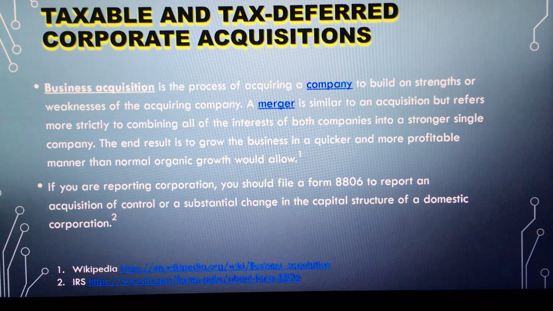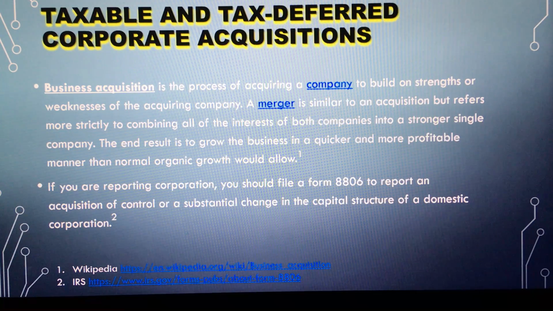Business acquisition is the process of acquiring a company to build on strengths or weaknesses of the acquiring company. A merger is similar to an acquisition but refers more strictly to combining all of the interests of both companies into a stronger single company. The end result is to grow the business in a quicker and more profitable manner than normal organic growth would allow. Also, you should know if you are a reporting corporation, you should file a Form 8806 to report an acquisition of control or a substantial change in the capital structure of a domestic corporation.